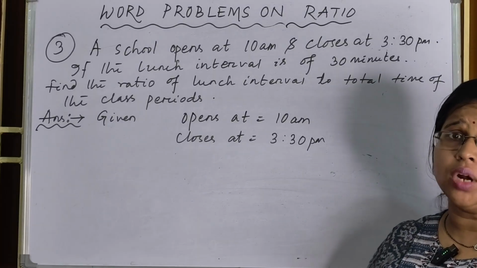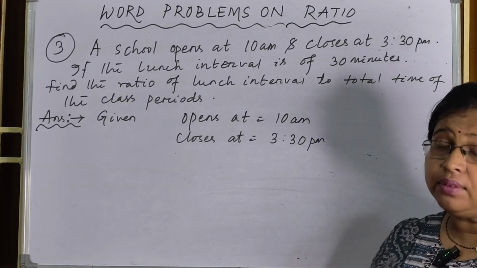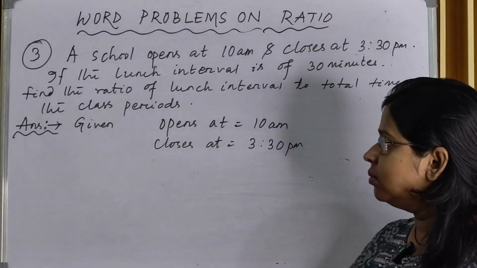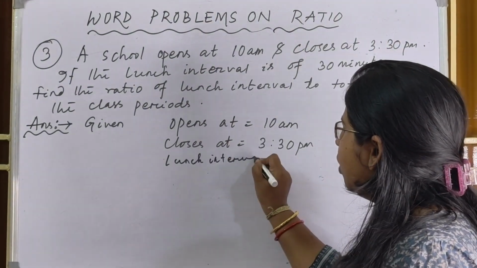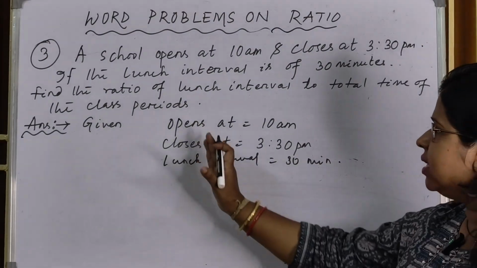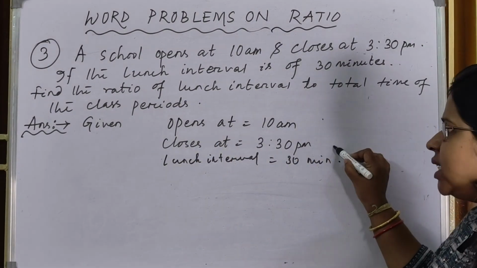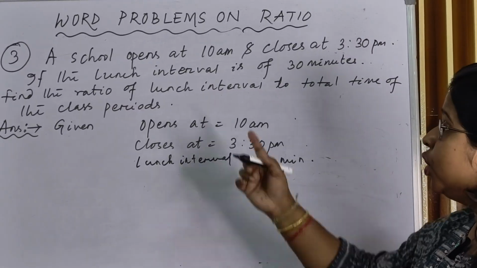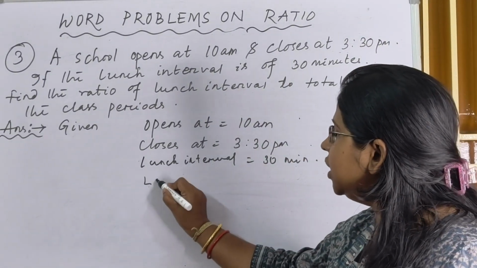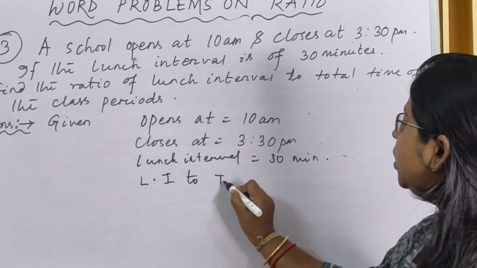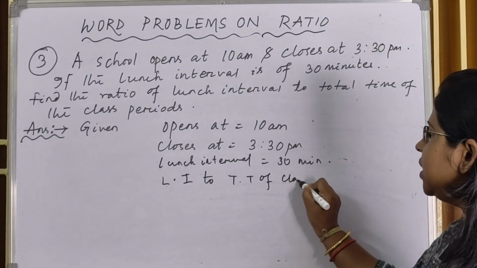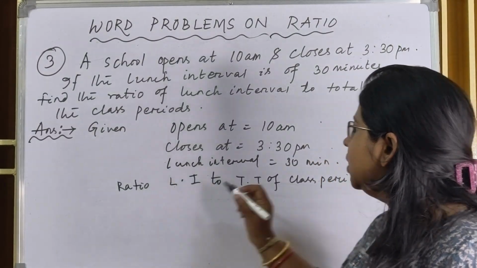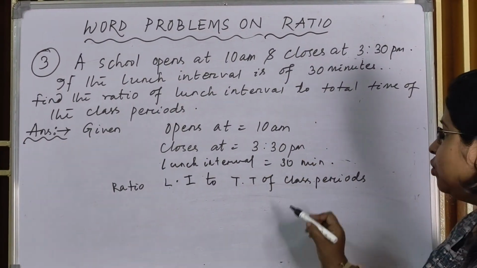Okay students, now it's a very interesting question. Many times I have taught my students this question and it's really very important. School opens at 10 am, closes at 3:30 pm. Lunch interval is for 30 minutes. Okay, these things are given. The question has asked us to find the ratio of the lunch interval to the total time of the class periods. We have to find that. So before that, we have to find the total time of the class periods.